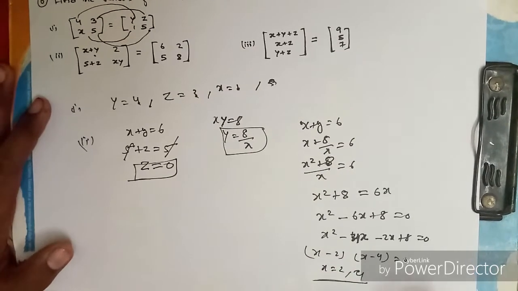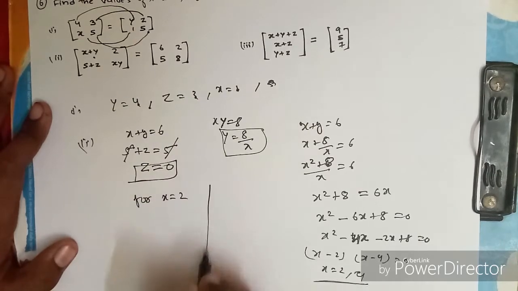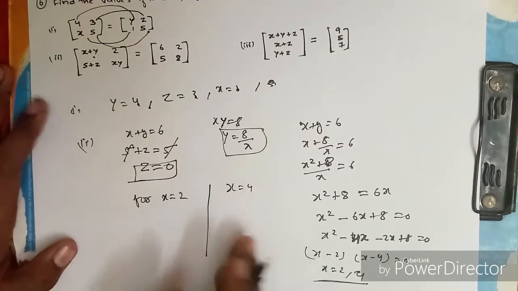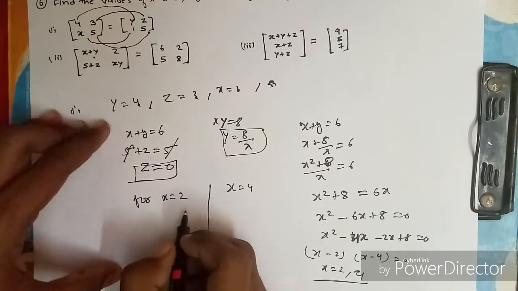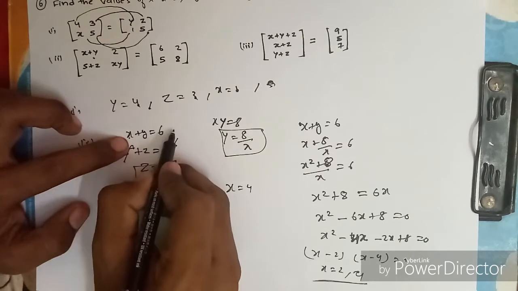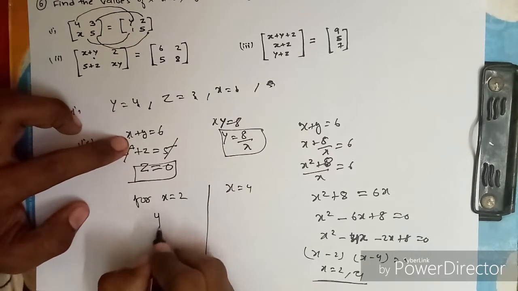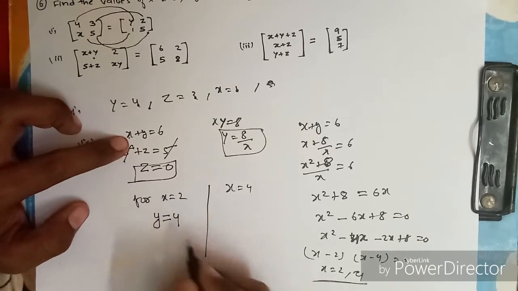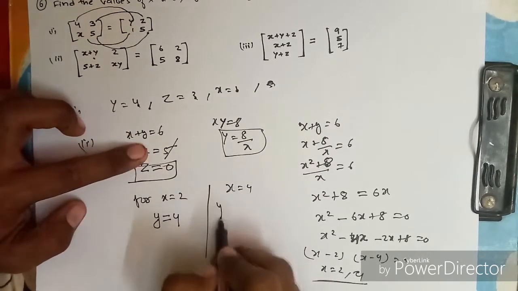So for x equals 2 and for x equal 4, we get different values of y. If x is 2, then 2 will go here and it will cancel out, so y equals 4. If the value of x is 2, then the value of y is 4, and if the value of x is 4, then the value of y is 2.